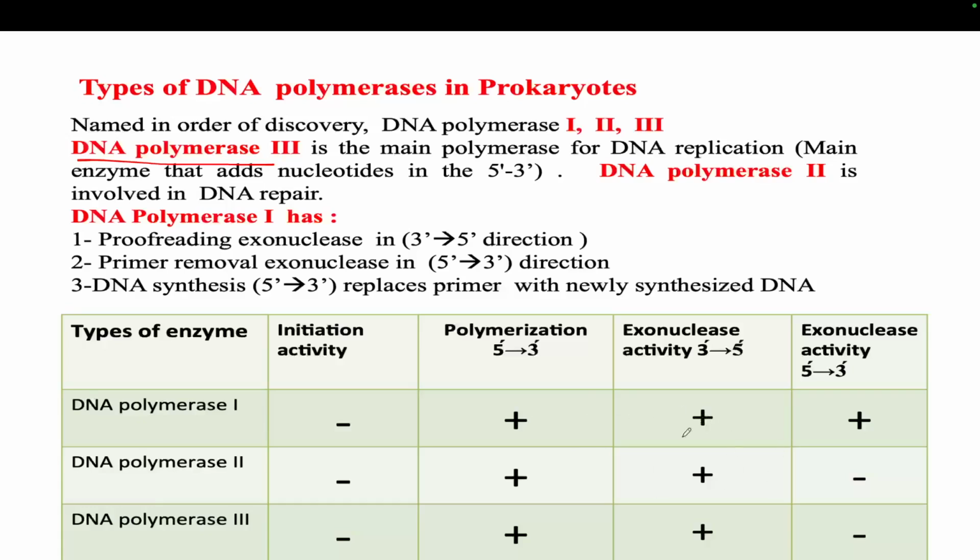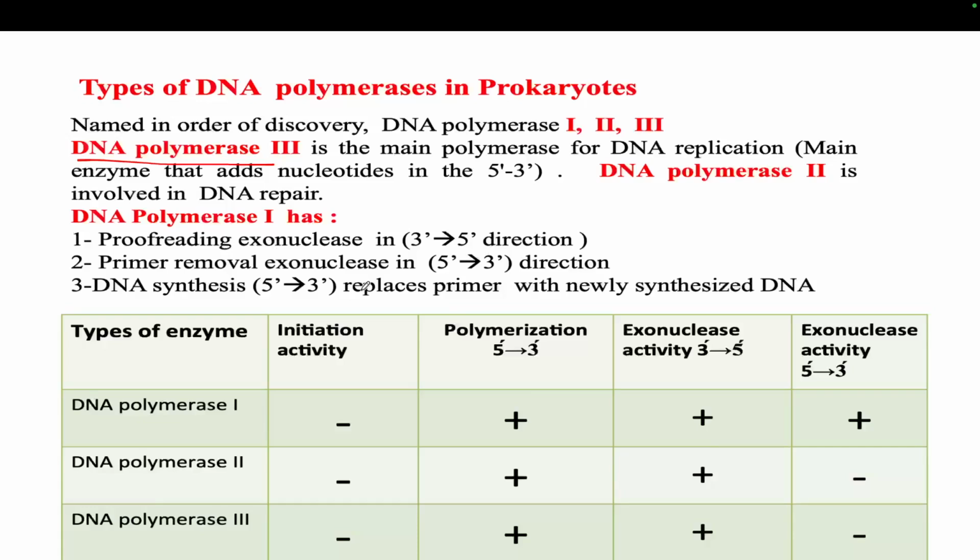You have to remember this chart also. In the case of DNA polymerase 1, it is the exception because it has 5' to 3' direction exonuclease activity also. So that's why you have to remember this thing also.